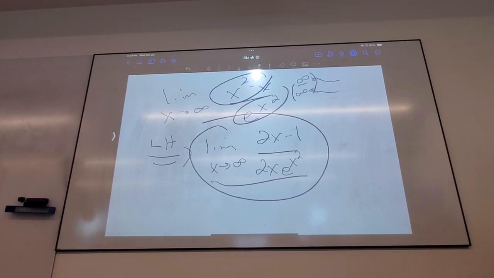And again, if there's ever a time you can cancel something, do it, because then maybe you can make it determinate. So like we did at the beginning when we factored and canceled the problem. That could happen after a couple applications of L'Hopital's.